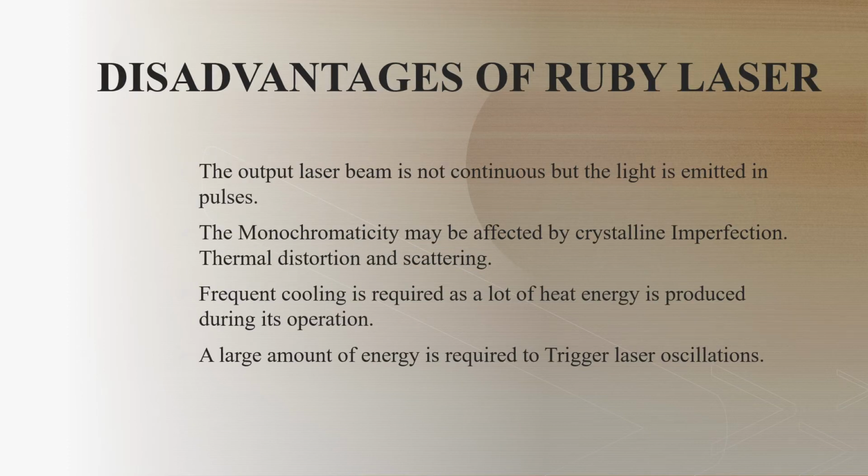And disadvantages of ruby laser. The output laser beam is not continuous but the light is emitted in pulses. The monochromaticity may be affected by crystalline imperfection, thermal distortion and scattering. Frequent cooling is required as a lot of heat energy is produced during its operation. A large amount of energy is required to trigger laser oscillations.